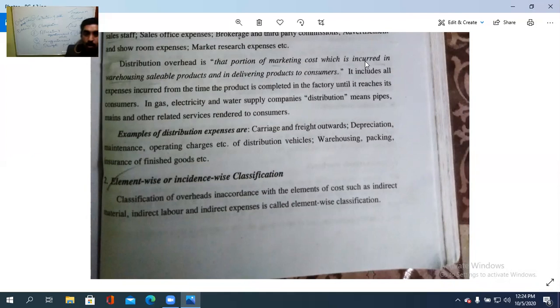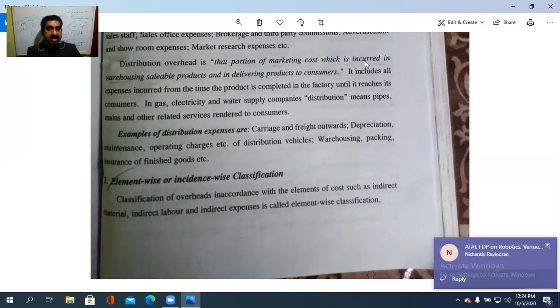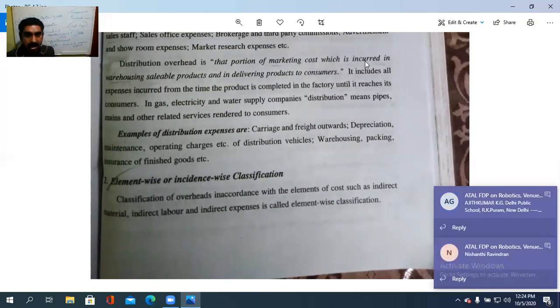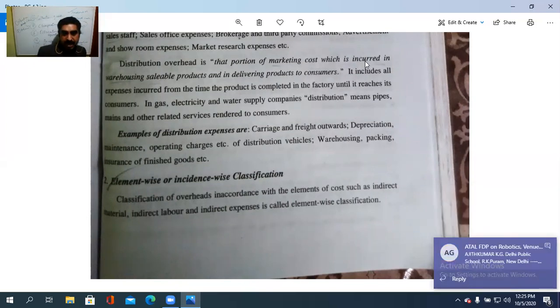It includes all the expenses incurred from the time the product is completed in the factory until it reaches its consumer. Once the product in the factory is completed and goes out, until it reaches the hand of the consumer, whatever the expenses in between, that constitutes the distribution overhead. In gas, electricity and water supply companies, distribution means the pipes, the mains and the other related services that are rendered to the consumer.